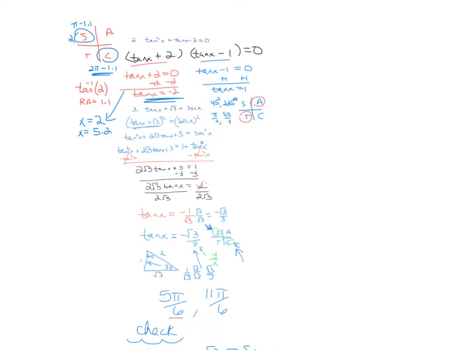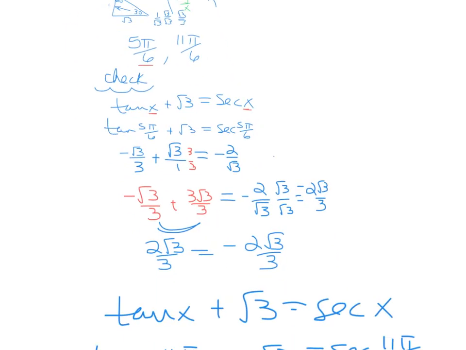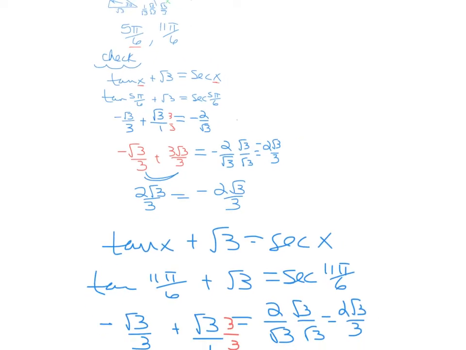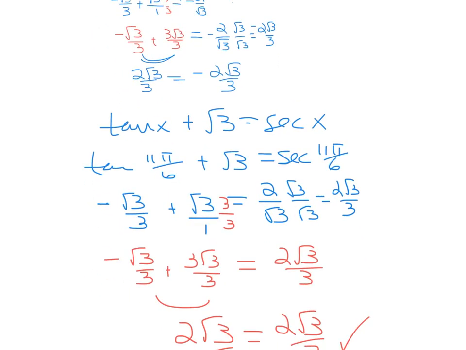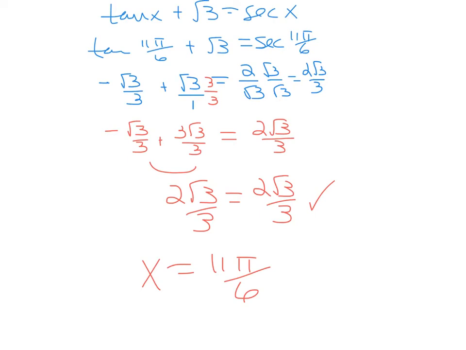So again, this was the solving, and then down here we checked the first one. It didn't work, but then the second one did. So final answer is 11 pi over 6. Next example. This one's pretty easy.